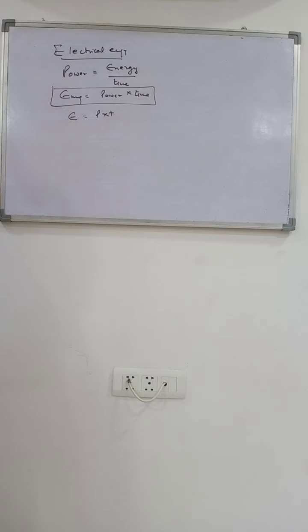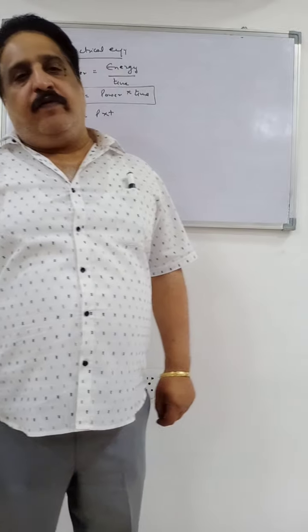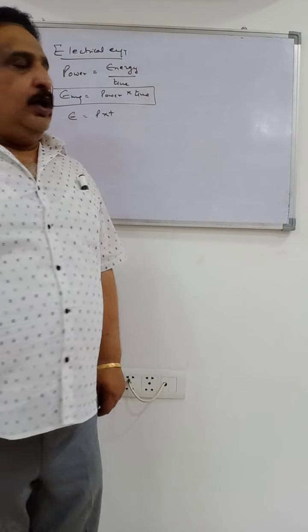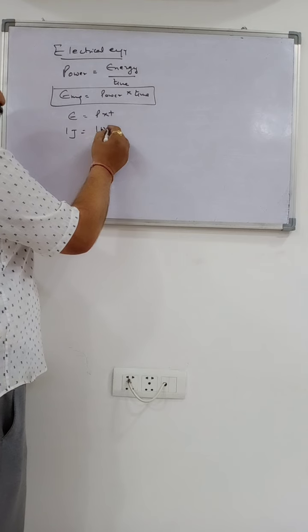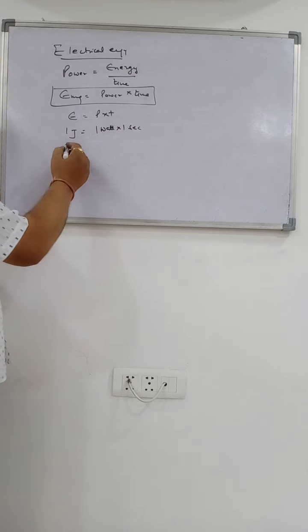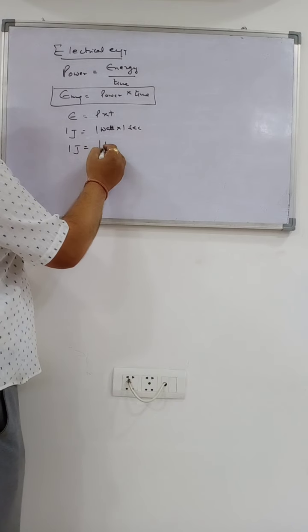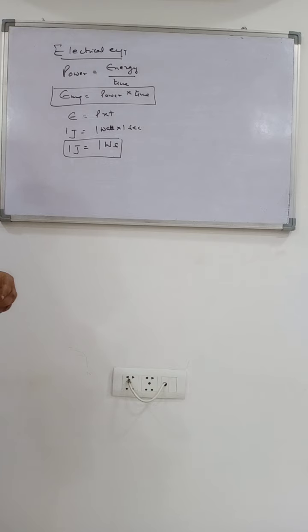What is the unit of power? SI unit of power is watt. And SI unit of energy will be joule. So 1 joule will be equal to 1 watt into 1 second. So 1 joule is equal to 1 watt second. This you should remember.